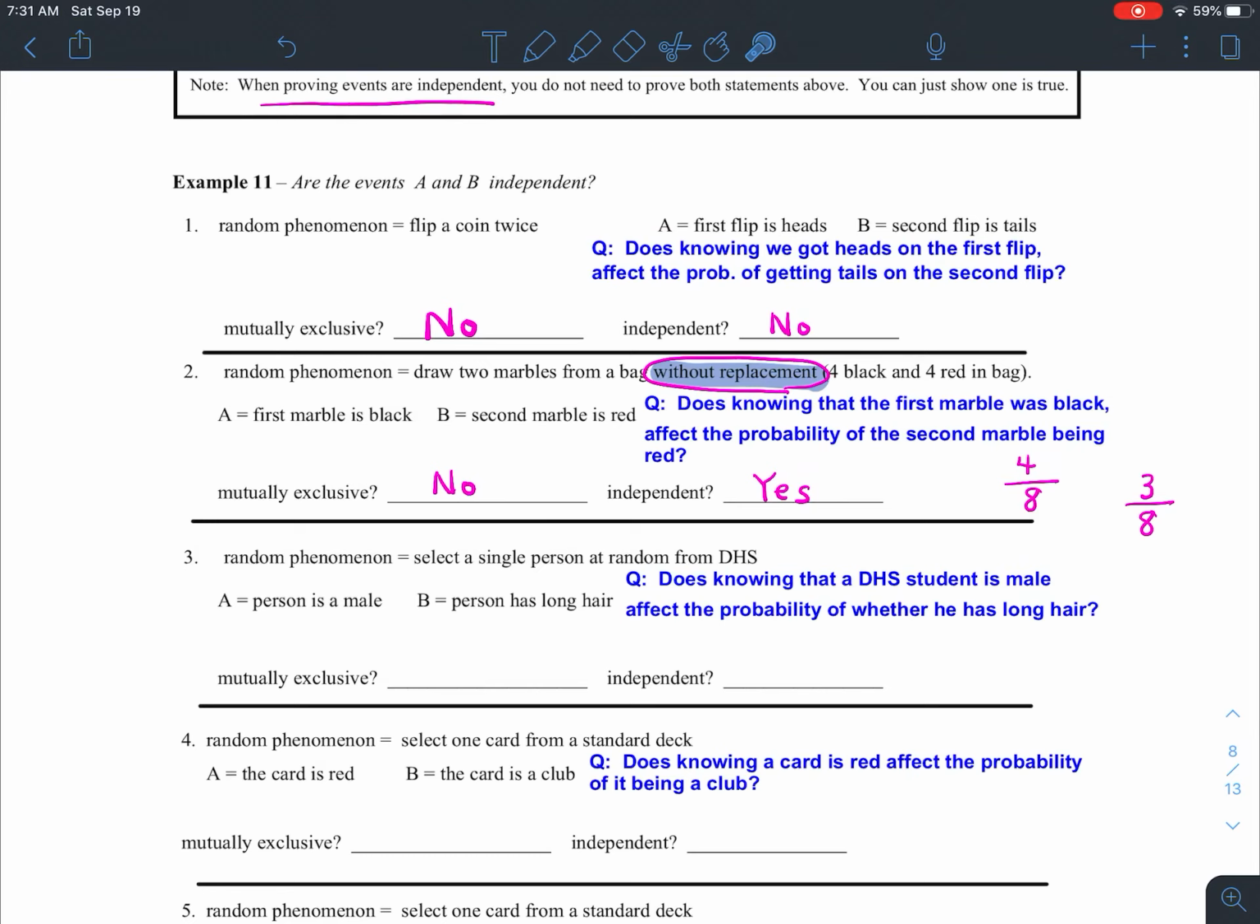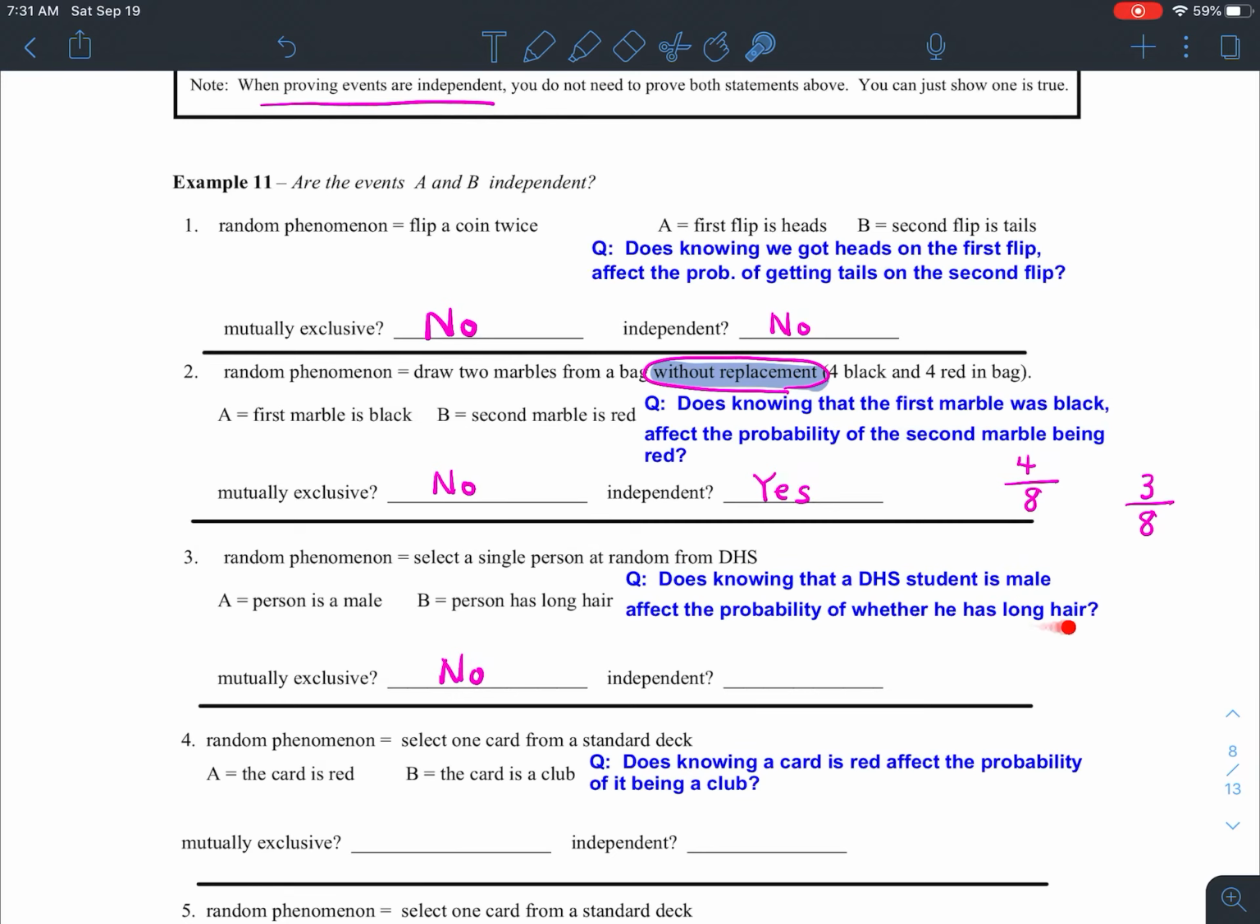Okay, number 3, the random phenomenon. Select a single person at random from DHS. Event A is that they are a male. Event B is that they have long hair. Okay, can these 2 events happen? Could we choose someone who is a male and that person have long hair? Yes, okay, that is definitely a possibility. Okay, so since those 2 events could occur together, we're going to say no, those events are not mutually exclusive.